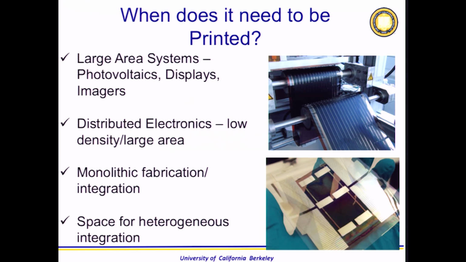Just because it's large area, it's easy to print. We can print sheets of newspaper, so why couldn't we print the electronics at that scale and that fast?